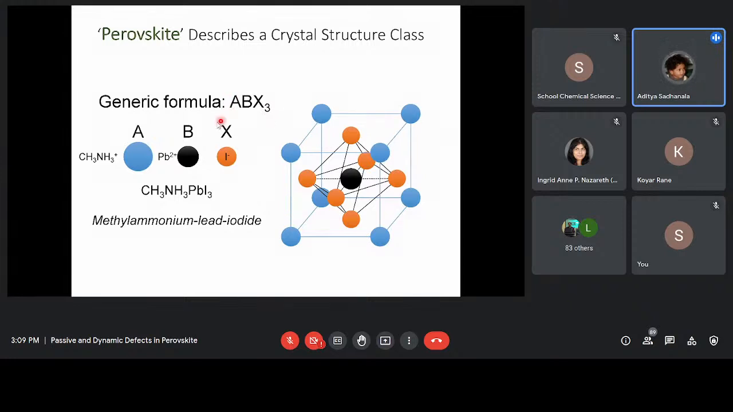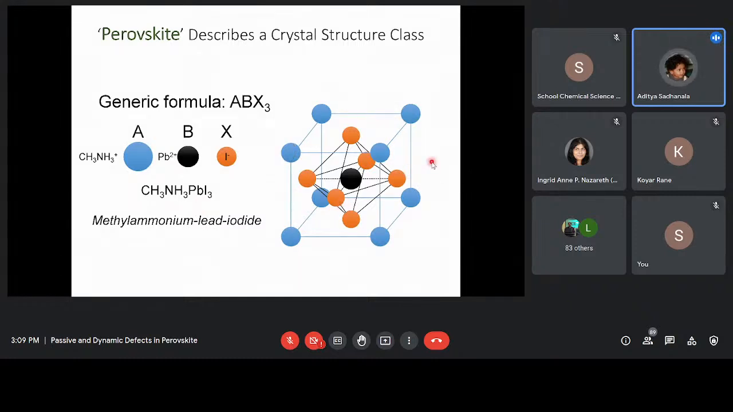Okay, where A is a monovalent cation like methyl ammonium, B is a divalent metal like lead or tin, X is halogen, either iodine, bromine, or chlorine. Fluorine doesn't fit into the structure, so that's why we don't hear much about fluorine-based perovskites. So, if you consider these three typical cations and anions, you can basically form a methyl ammonium lead triiodide. This is a typical perovskite with a tetragonal structure as depicted here.